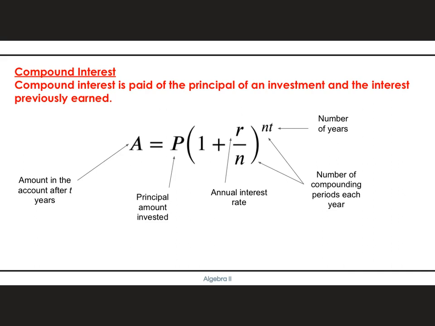So now let's move on. Let's talk about compound interest. Compound interest is paid off the principal of an investment and the interest previously earned.